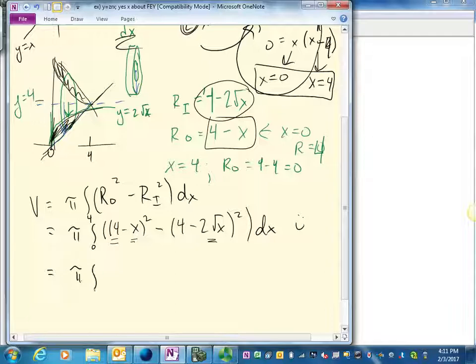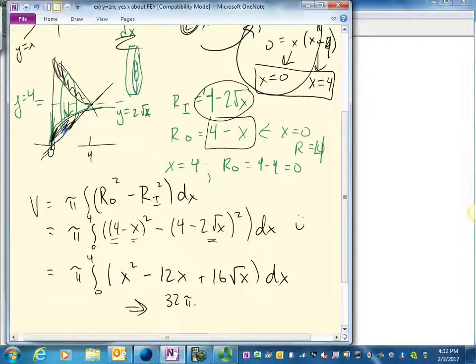So I've already done some of this. When you multiply and combine like terms, you get x squared minus 12x plus 16 radical x dx. When you integrate and evaluate from 0 to 4, you're going to end up with a volume of 32 pi thirds.